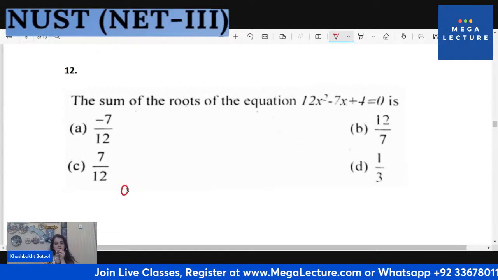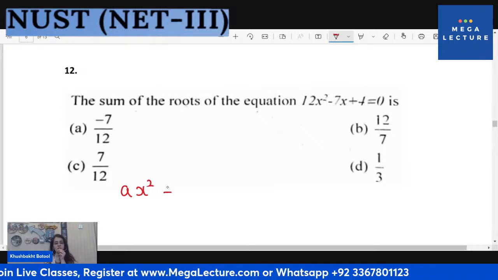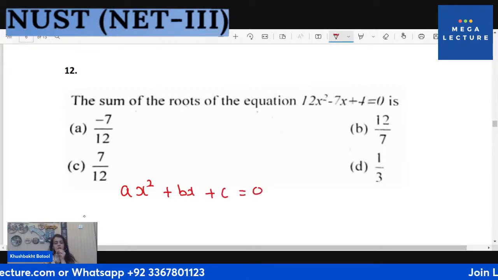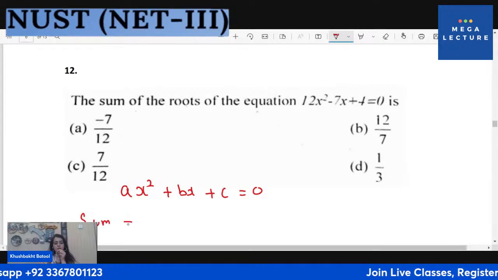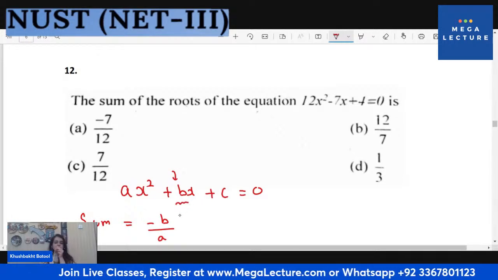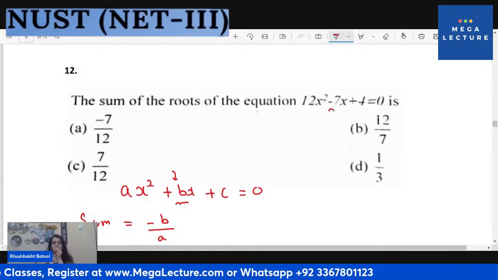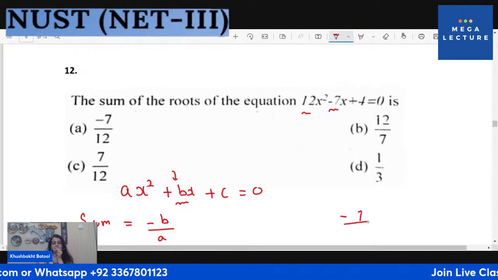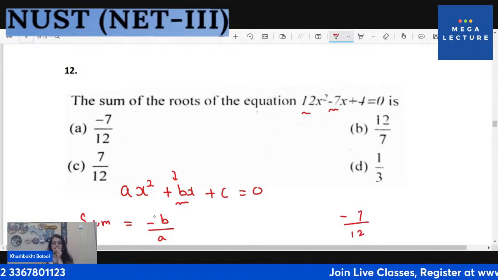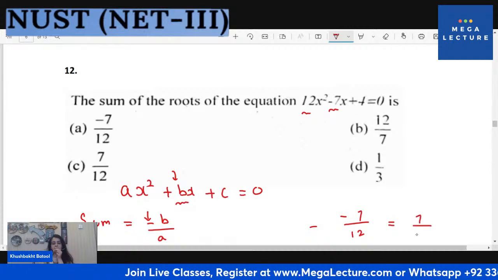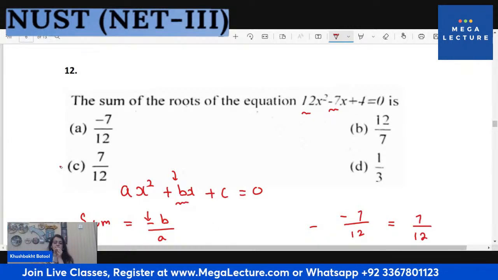So again, let's say that if your quadratic equation is of this type, in order to find the sum of roots, you do minus b by a. This is the coefficient of x. You do minus b by a. So we have minus 7 and it is 12. So we are going to do minus of minus 7 by 12, and we need to add this negative sign. So this would give you 7 by 12. So the answer is going to be C in this case.